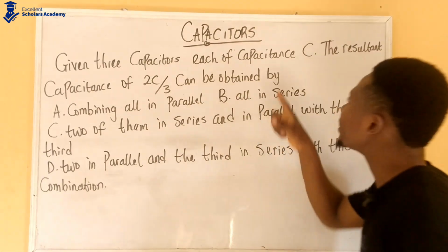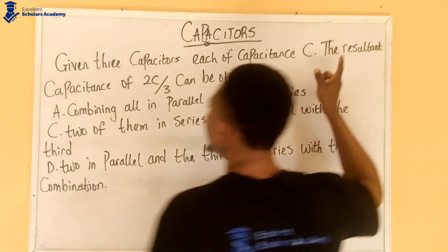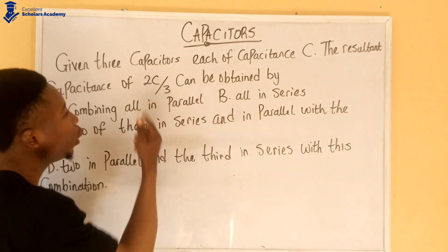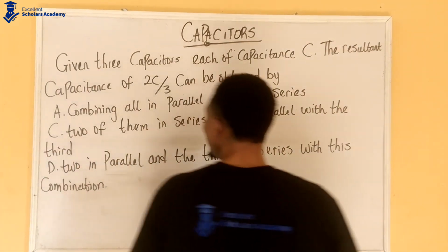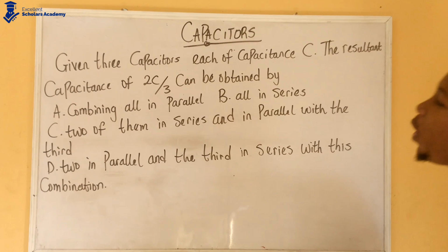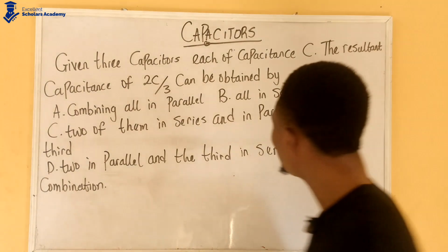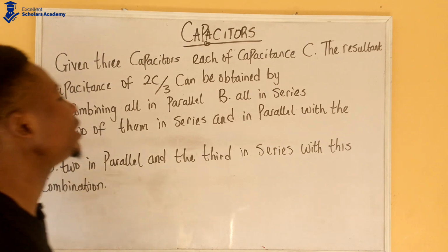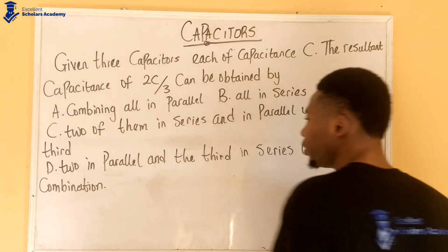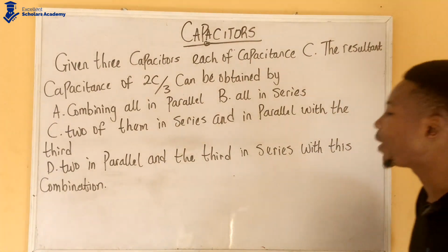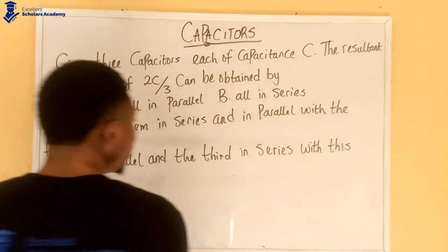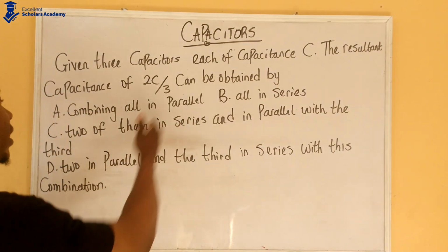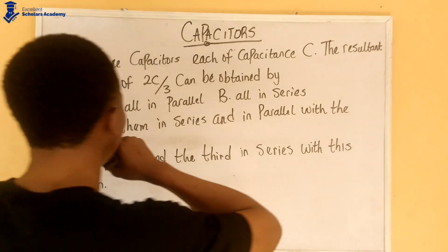Given 3 capacitors, each of capacitance C, the resultant capacitance of 2C over 3 can be obtained by A, combining all in parallel, B, all in series, C, 2 of them in series and in parallel with the third, D, 2 in parallel and the third in series with this combination. Now, which of these options is going to give us 2C over 3?